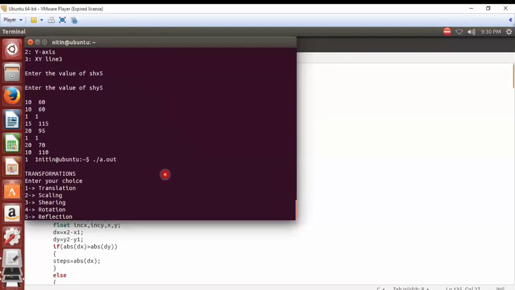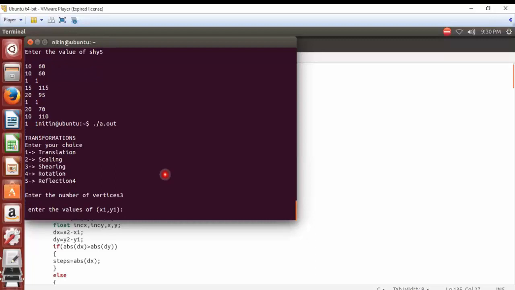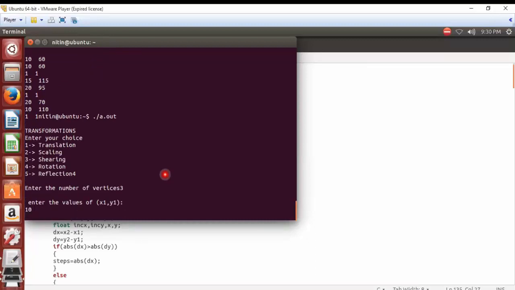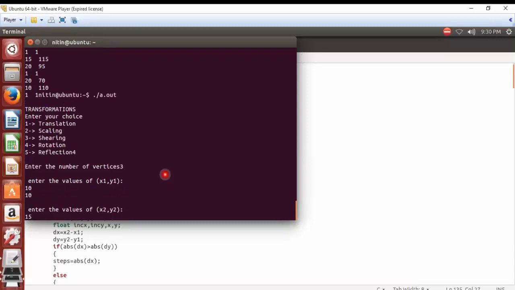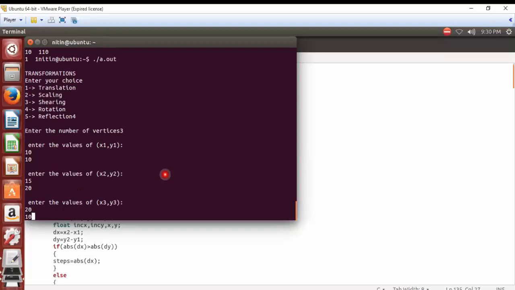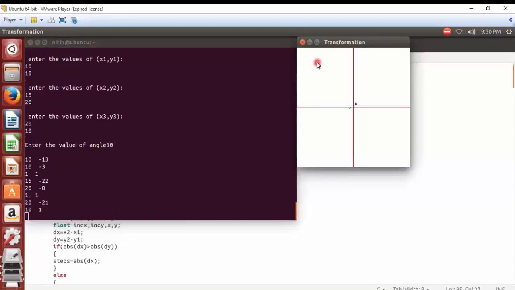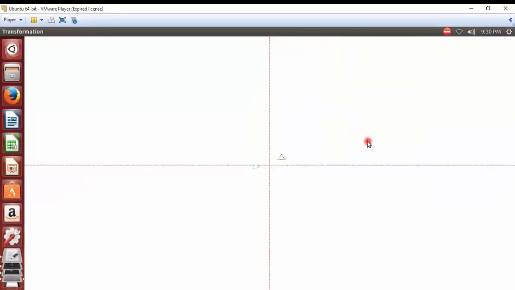Let's see the next output, that is the fourth one, rotation. Again we are going to enter the 3 vertices. In rotation, we require the angle of rotation. So here angle of rotation, let's enter as 10. And according to that matrix, this image will get rotated anti-clockwise.